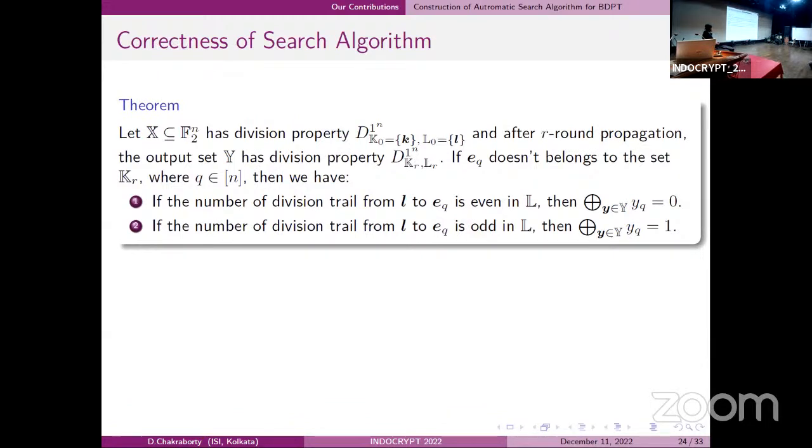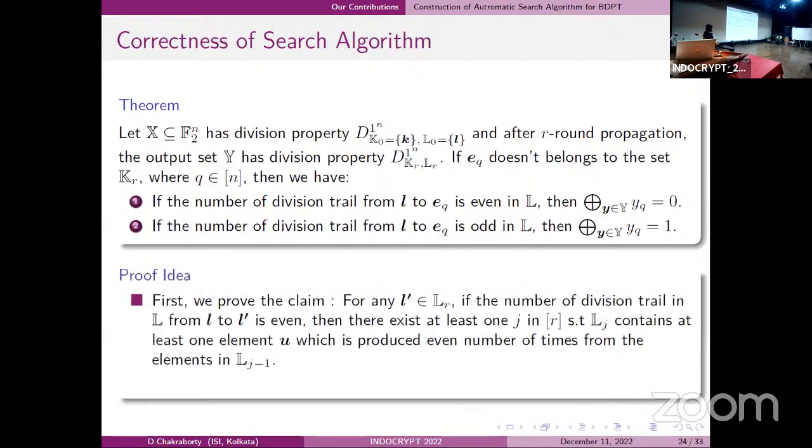If the number of division trails starting from L to EQ is even, then this will be odd and so on. So these are the proof ideas. First we prove a claim, and then using this claim we can prove this theorem. I cannot go much into this proof. Please refer to the paper.